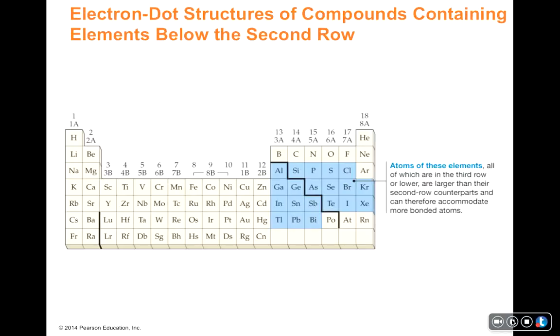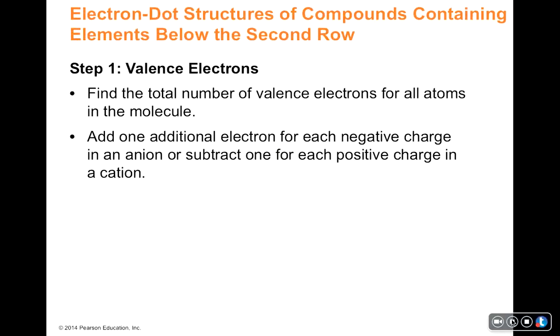It's good to mention that elements below the second row will sometimes have different configurations, and so they usually can accommodate more than just that octet around themselves. That obviously comes into play when we consider how to arrange them in structures. So I'll get back to that in just a little bit.